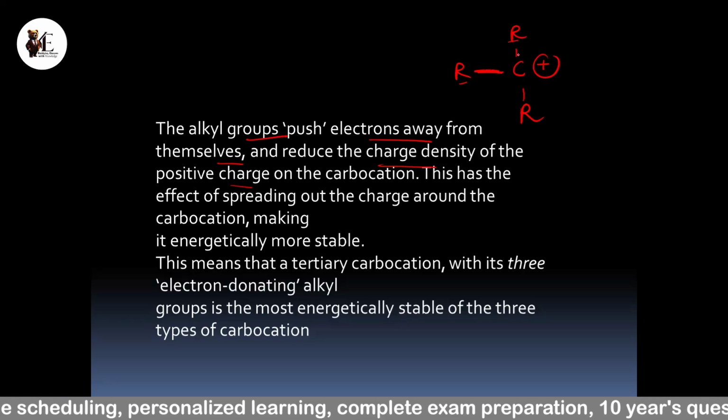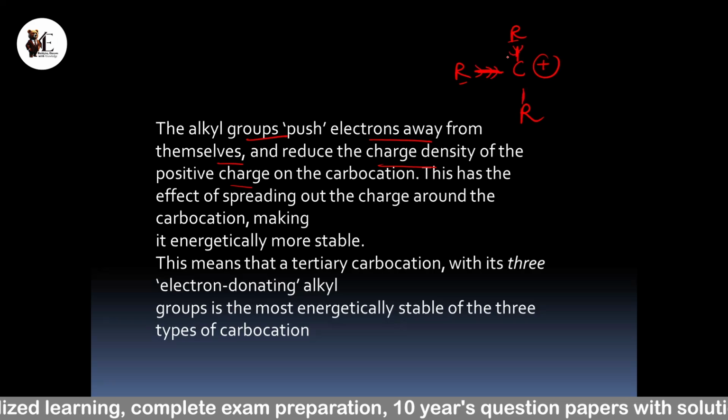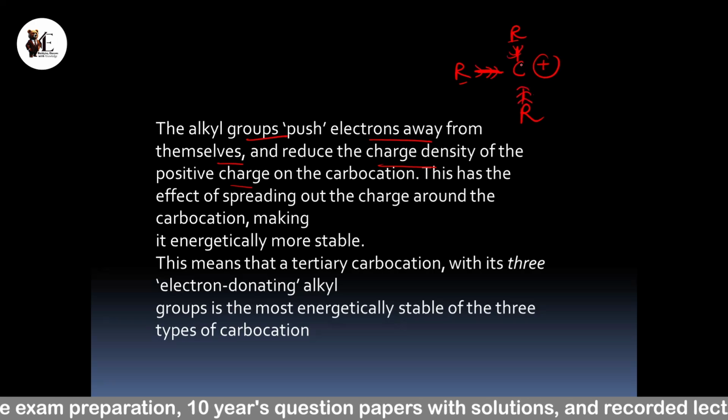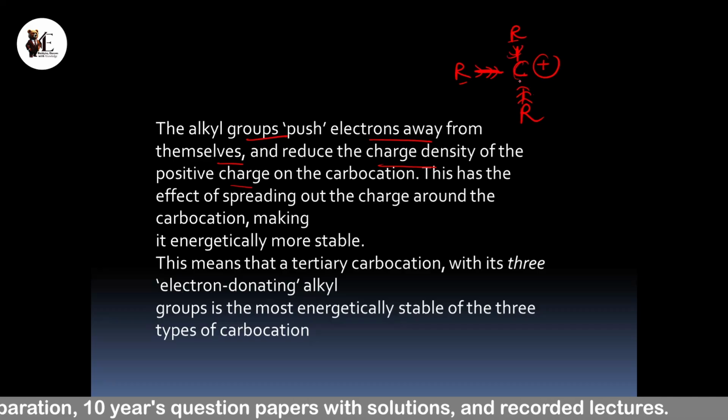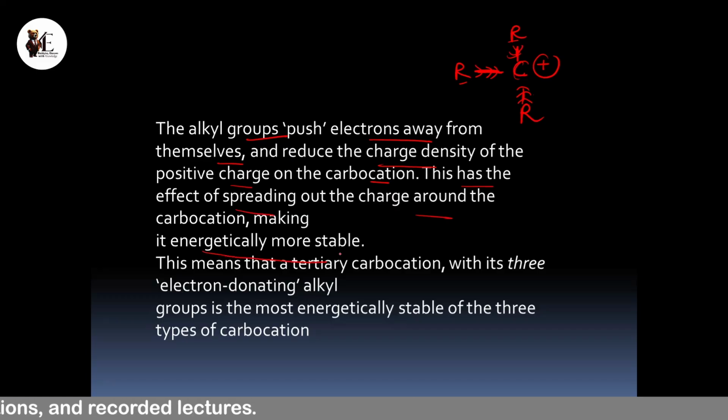In this bond we have electrons. They are pushing the electrons away from themselves towards the carbocation. So they reduce the charge density of the positive charge on the carbocation, making it more stable. This has the effect of spreading out the charge around the carbocation, and it becomes energetically more stable because its positive charge is getting reduced.